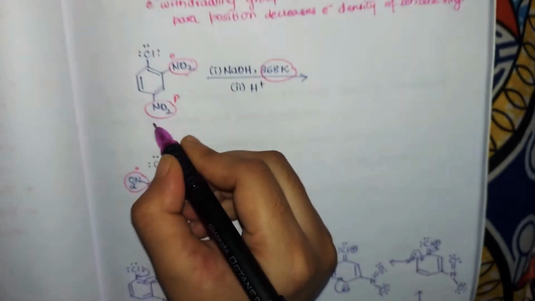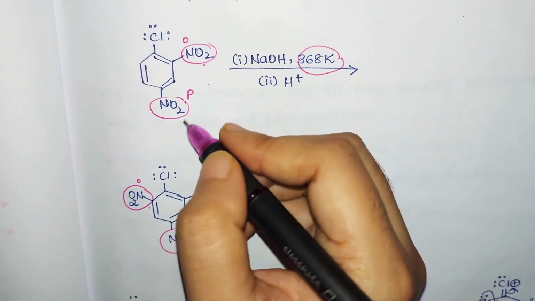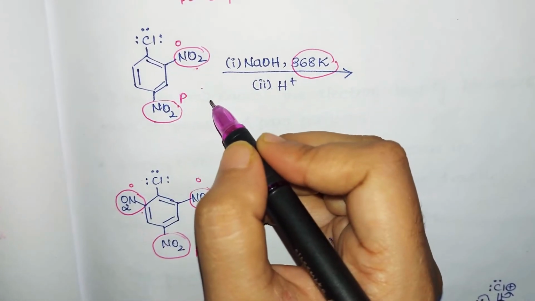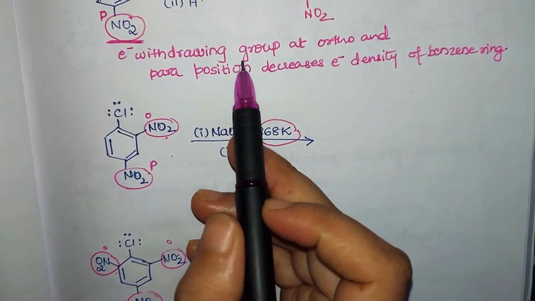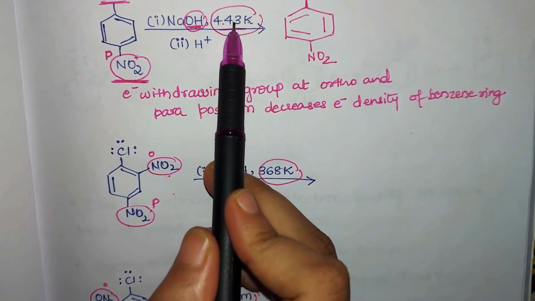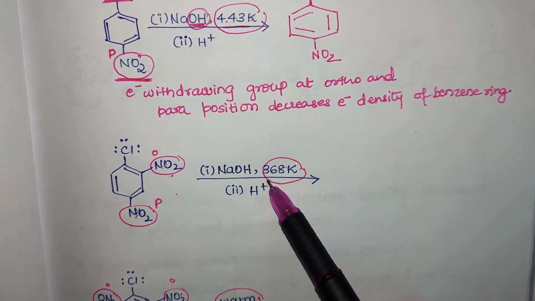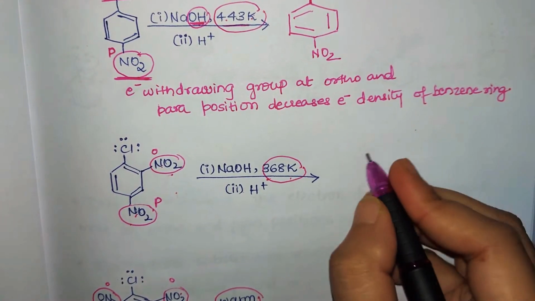In the next reaction, how many electron withdrawing groups are present on the haloarene? Two electron withdrawing groups are present. So what should be the condition here? Electron density will decrease still further, and the temperature, when compared to the first reaction, will be less in the second. Why will it be less? Due to the presence of 2 electron withdrawing groups. So the temperature is decreased here.